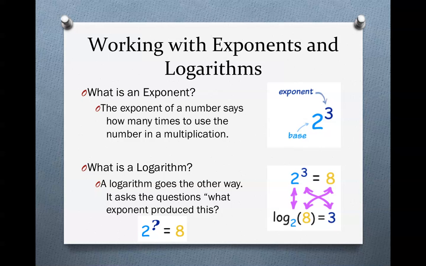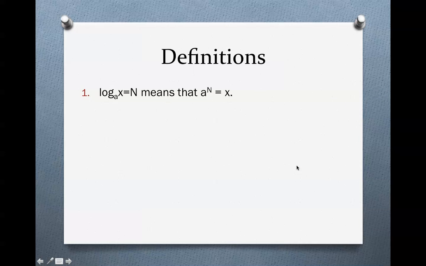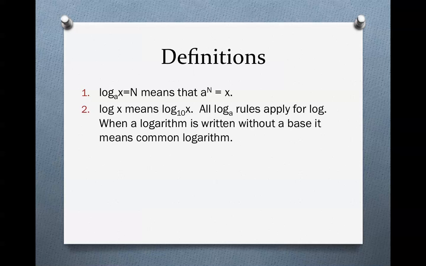We write it like log base 2 of 8 equals 3. So what the log is doing is finding out what that exponent is. They're really just opposites of each other. So log base a of x equals n means that a to the n equals x.